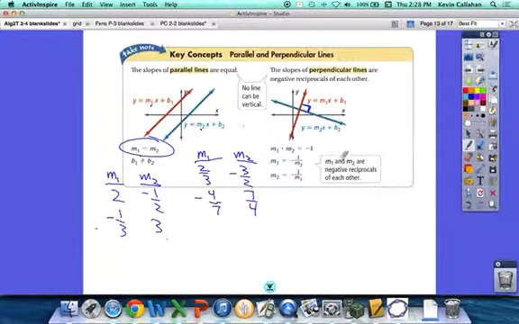They also say here that m1 and m2 are negative reciprocals of each other, which is what I'm saying. That's for perpendicular.